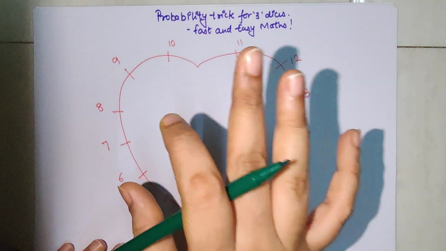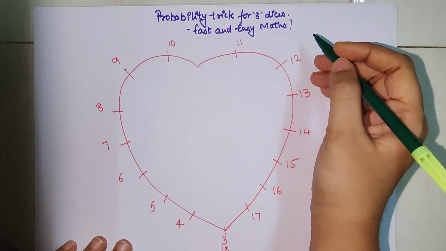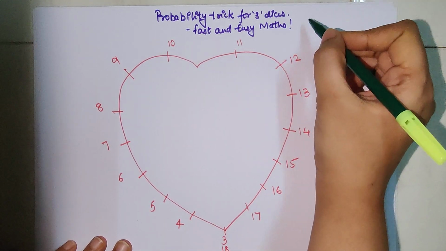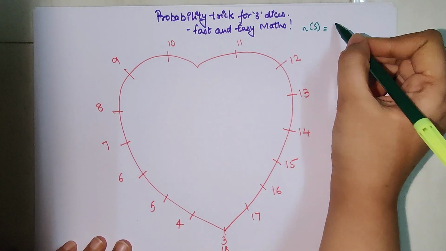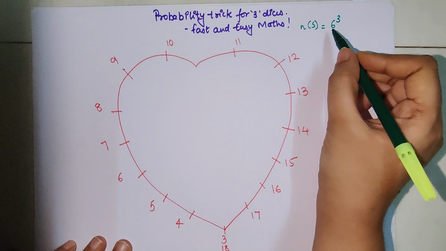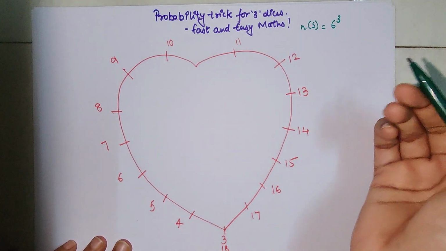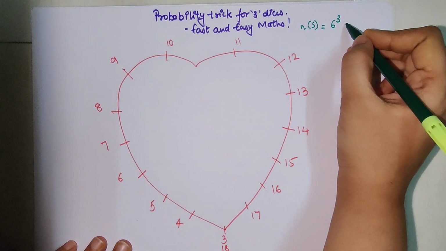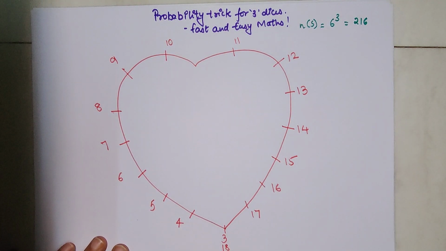The first thing you need to know is the value of the sum of all the probabilities. That is nothing but 6 raised to 3. Why? Because 6 is the number of different outcomes you can have when you roll one die. So 6 raised to 3 is 216. That is one thing which you need to always remember.